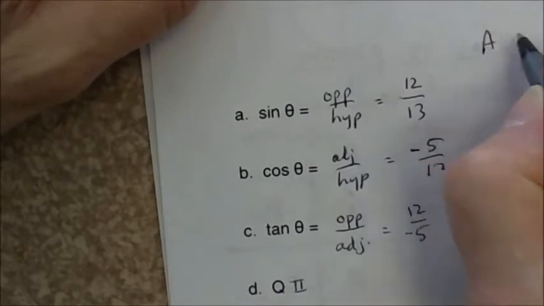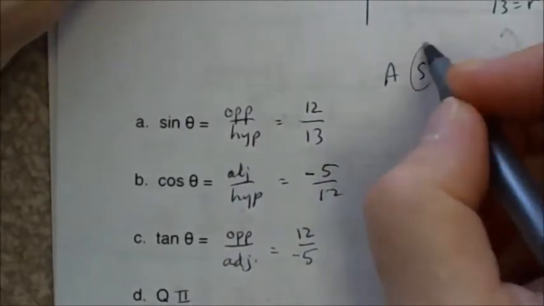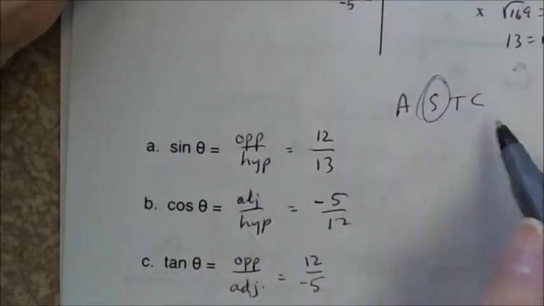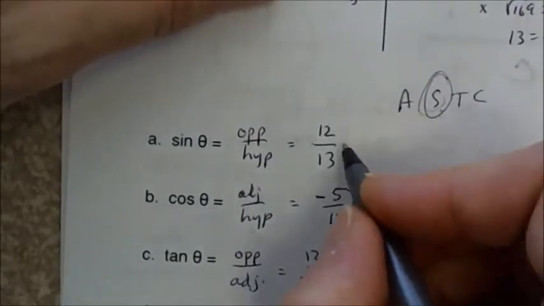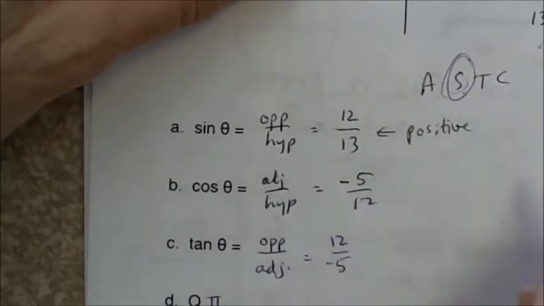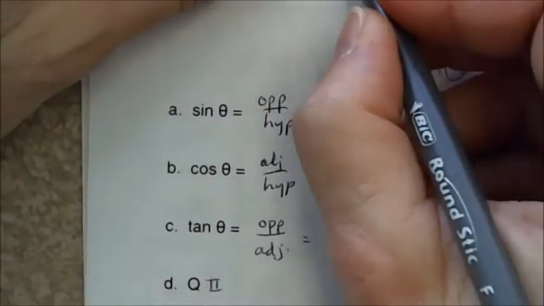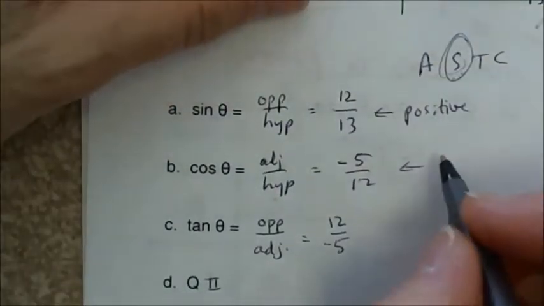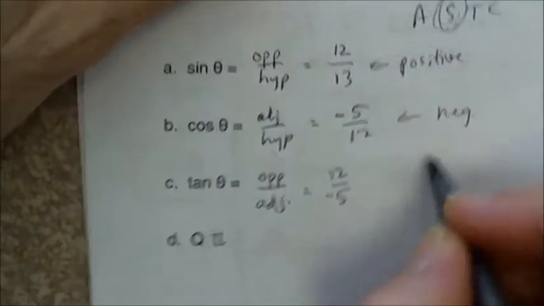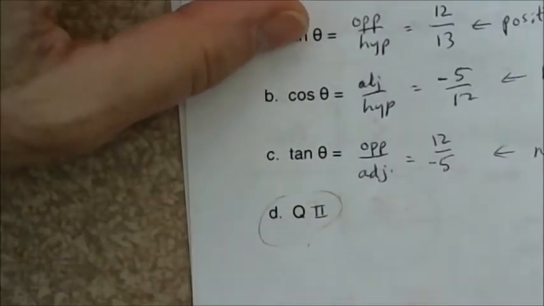So remember, from the All Students Take Chemistry, this is a quadrant 2 angle. In quadrant 2, only the sine is positive. And you can see right here that this is the only trig value that's positive because S, quadrant 2, only the sine. So cosine is negative, tangent is negative, and that's because the angle is in quadrant 2.